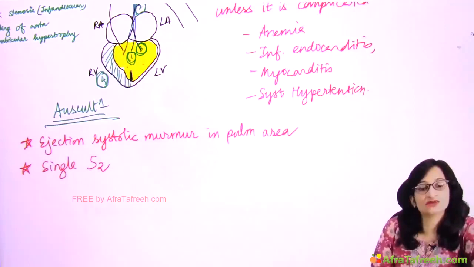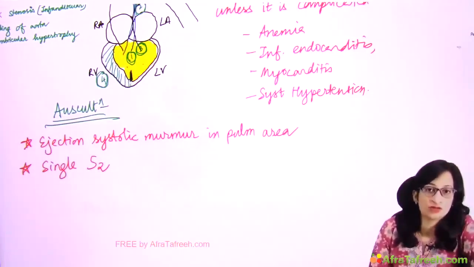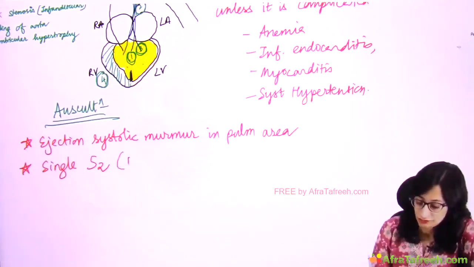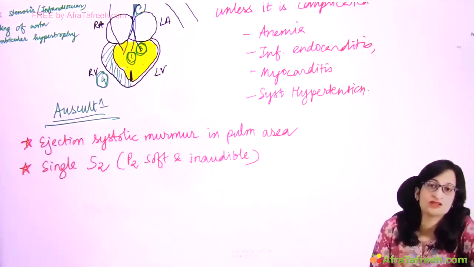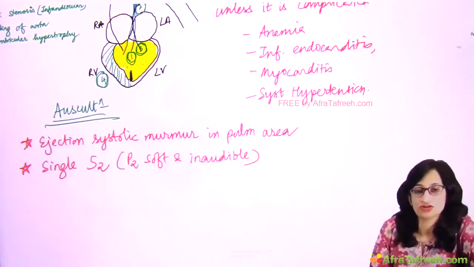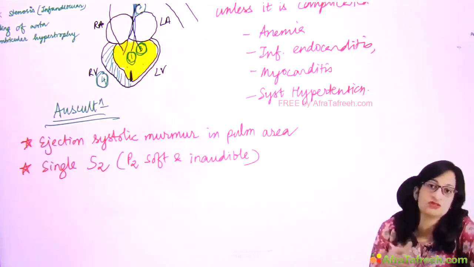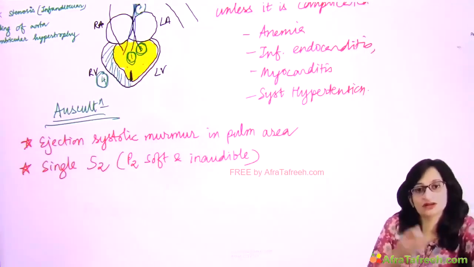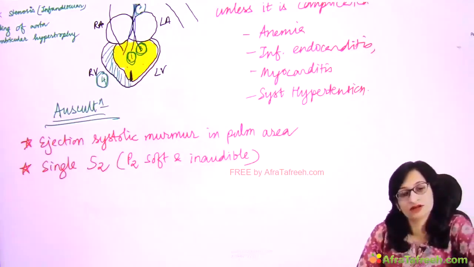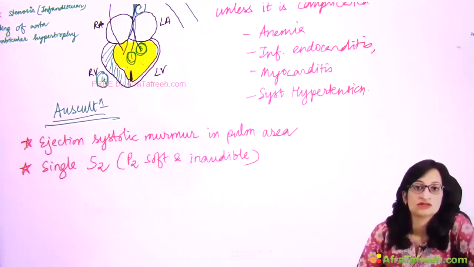Why single second heart sound? So we hear only the aortic component of the second heart sound because the P2 is soft and inaudible in tetralogy of Fallot. Why is P2 soft and inaudible? Because one, the pulmonary artery is lying behind the aorta in tetralogy of Fallot, so you cannot hear the P2 very well. Plus only a small amount of blood is flowing across it, so the pulmonary valve closes also softly. Okay. So P2 is soft and inaudible. So single second heart sound is usually heard in tetralogy of Fallot.